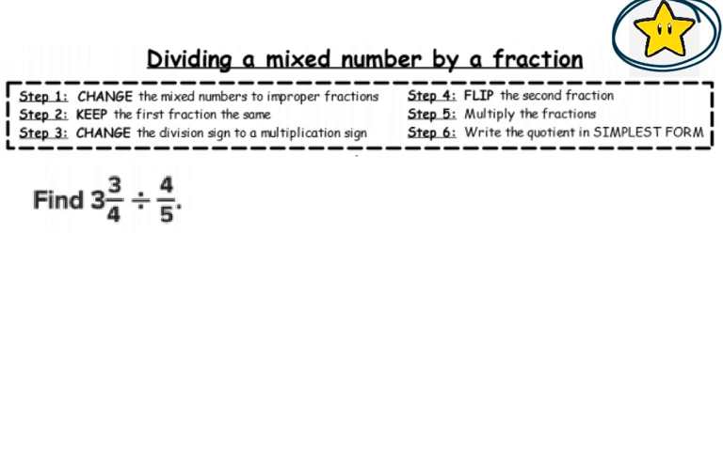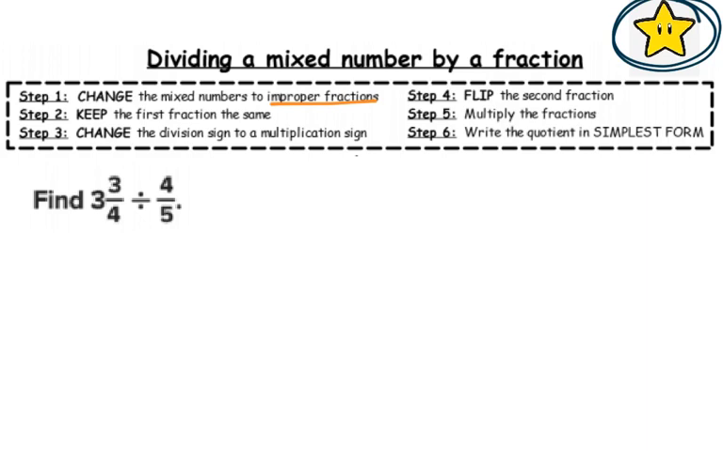Dividing a mixed number by a fraction. You can also use these steps to divide a mixed number by a mixed number, but we'll talk about that in a second as well. Step 1, you're going to change the mixed numbers into improper fractions. Remember that from multiplying mixed numbers, we can't multiply mixed numbers. We have to change them to improper fractions first.